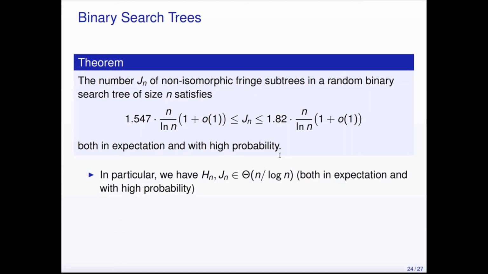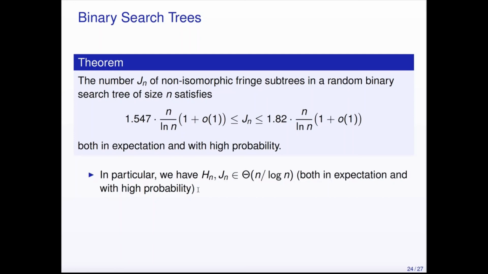And moreover, we were able to bound the constant in front of the main term n over log n. So this constant is upper bounded by 1.82 and lower bounded by 1.57, where we provide some more digits with respect to these bounds in our paper. And so altogether, we thus find that both Hn and Jn are in theta of n over log n, both in expectation and with high probability. So the sizes of the ordered and unordered DAG of a random binary search tree of size n are in theta of n over log n.